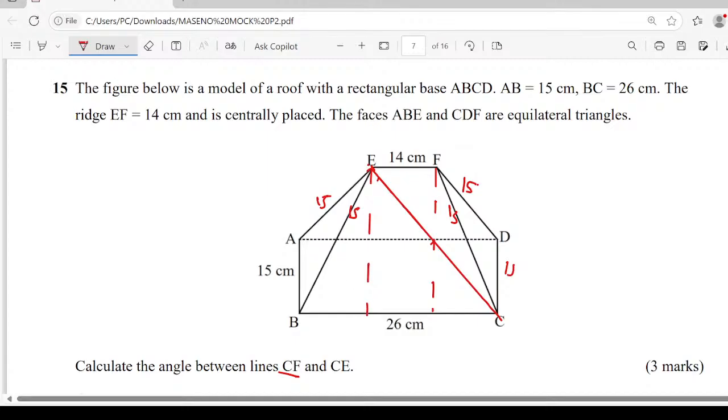It means this point here is 14. And if it is 14, 26 minus 14, you get 12. Meaning this is 6, this is also 6. So to get the length CE, we need first to get, allow me to call this one M. I need to get this line M.